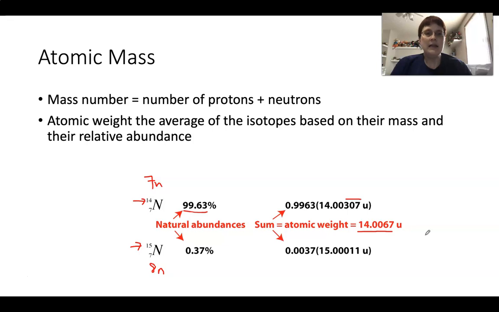All right, that's the end of the introduction to atoms and atomic mass. We'll pick up in the next video talking about electrons and how they are interacting with atoms.